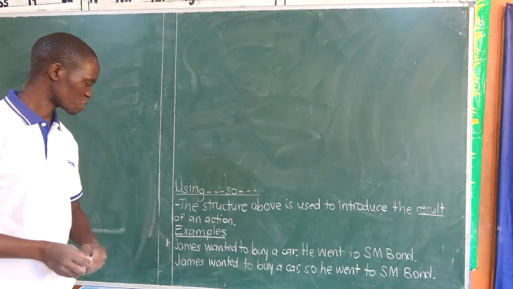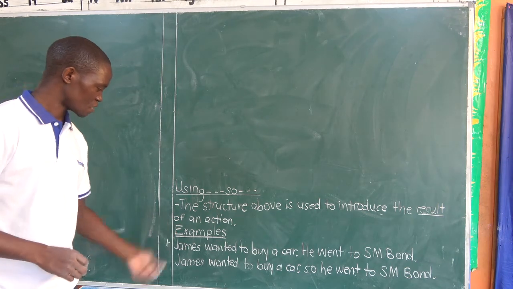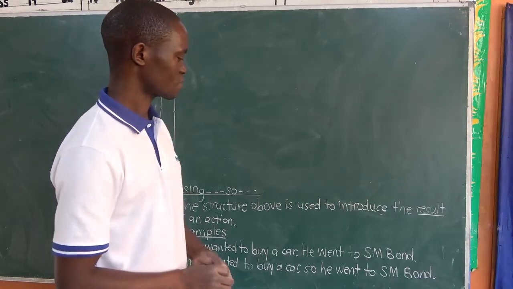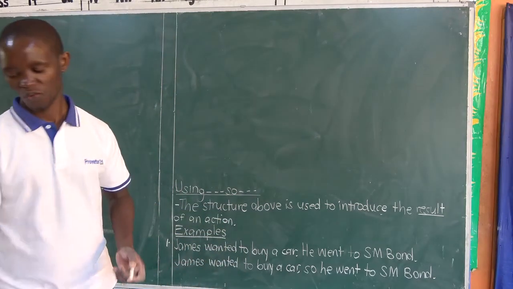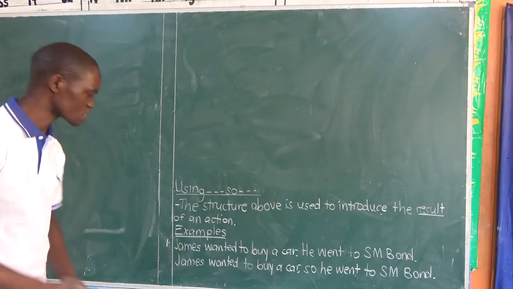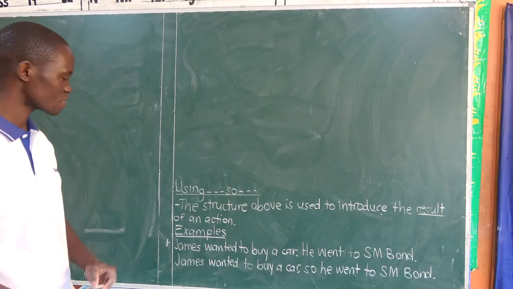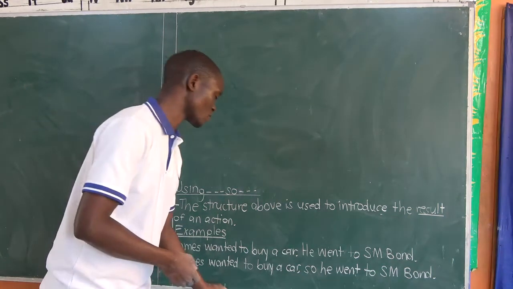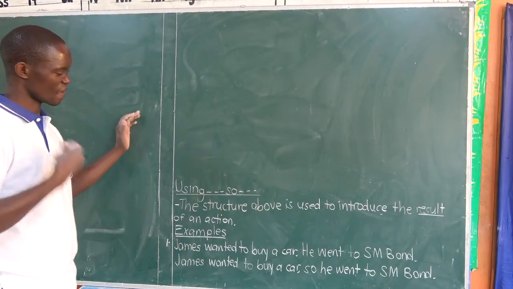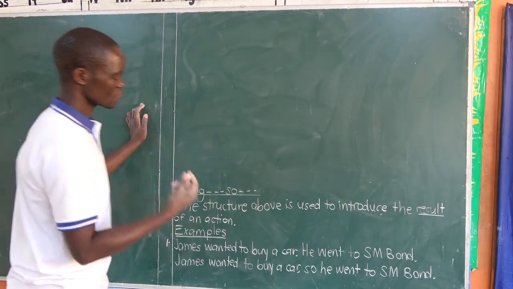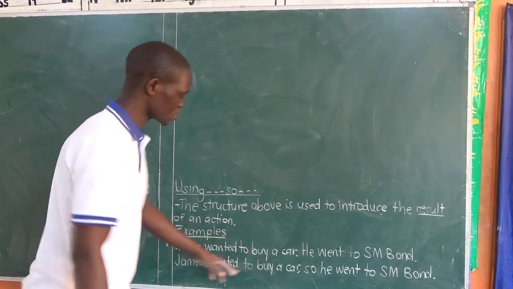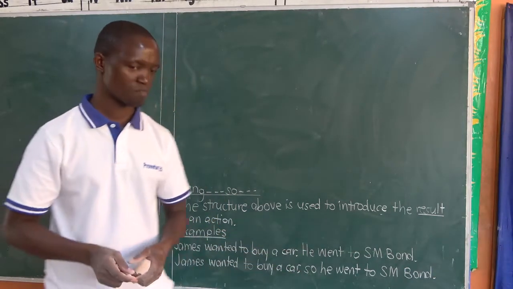Let's look at the sentence examples in written form. James wanted to buy a car. He went to SM Bond. Because he wanted to buy it, the result of wanting and wanting was that he was driven by that desire or urge to buy a car. This resulted in going to SM Bond. So the answer is: James wanted to buy a car, so he went to SM Bond.